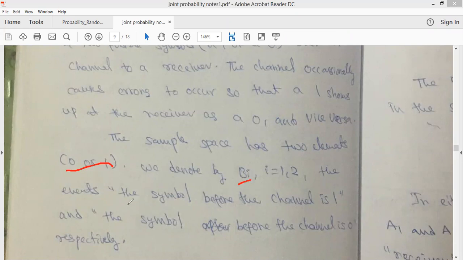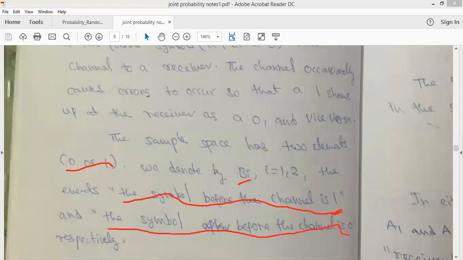So B1 indicates the symbol before the channel. If 1 is there before the channel, that is nothing but B1. If the symbol before the channel is 0, then that is B2. So we have two events, B1 and B2. B1 will have value 1, B2 will have value 0. So this is our transmission side. B1 is used to denote 1. Similarly, B2 is used to denote 0.